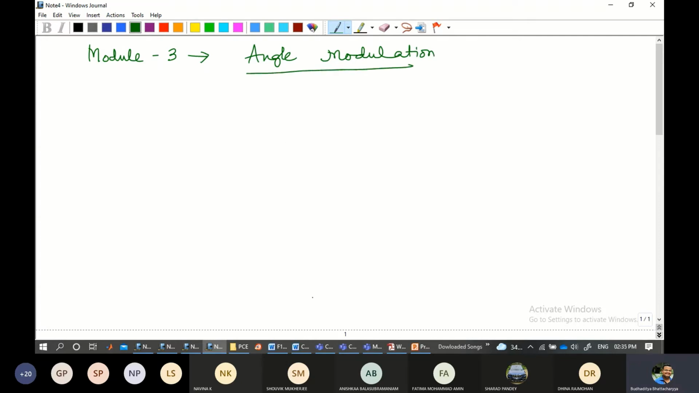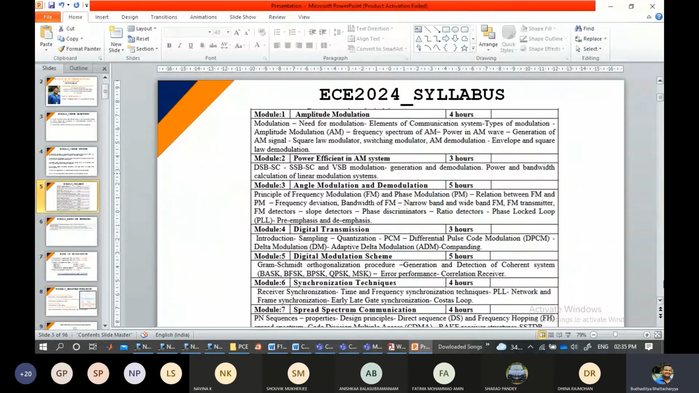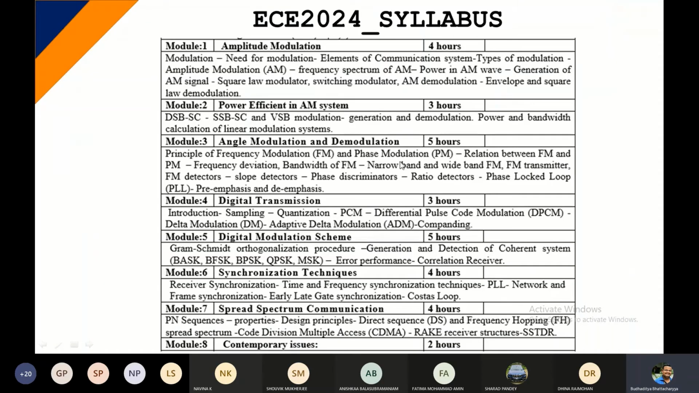If I go back to my syllabus, this is the syllabus that I showed you on the very first day itself. This is the third module that we are going to discuss: angle modulation and demodulation. I'll come to what this angle means, but it is basically an extension to the modulation techniques that we have already learned in the first two modules.